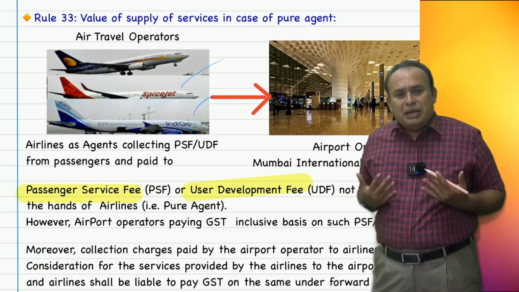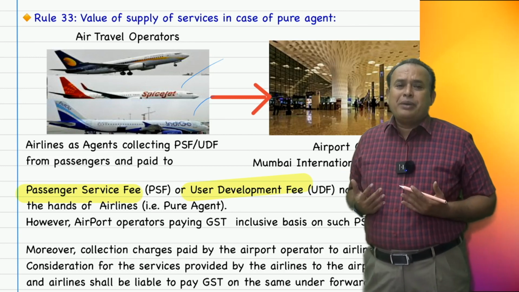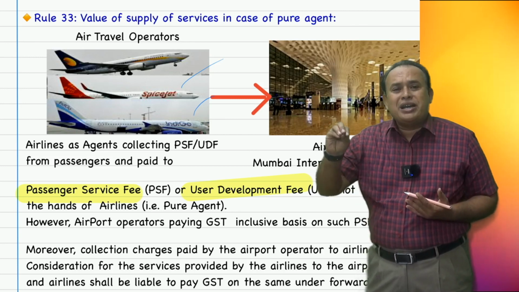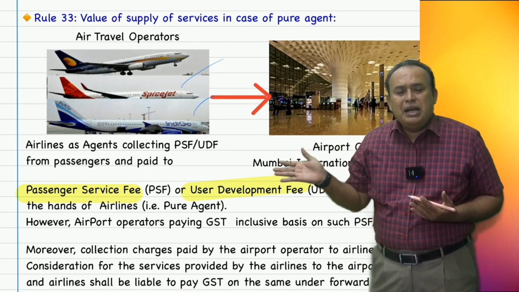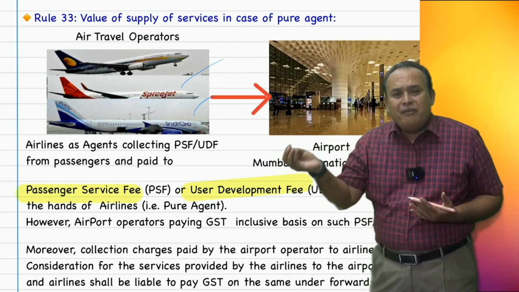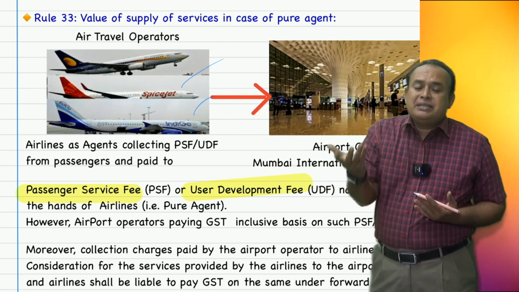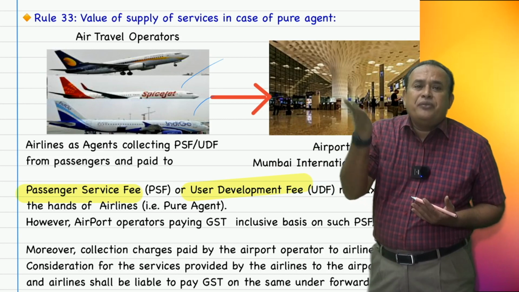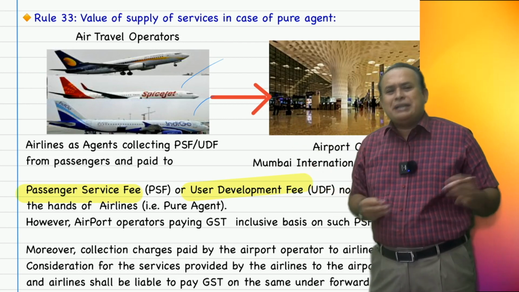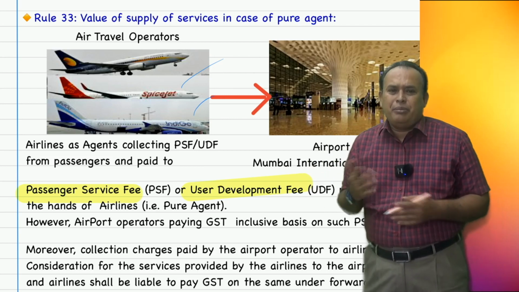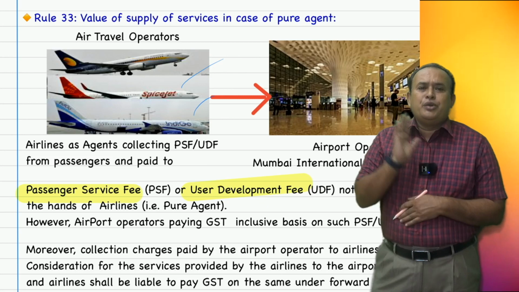Instead of my charging directly, which is too difficult, I am requesting you air travel operators, since you are anyhow collecting the airfare. You are issuing the ticket to them and collecting the fare. Along with your fare value, please collect my passenger service fee or user development fee. Let us say 150 rupees per passenger. Please collect it for me, and whatever you collect from your passengers, give to me.